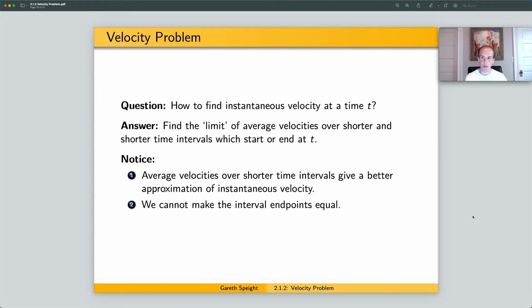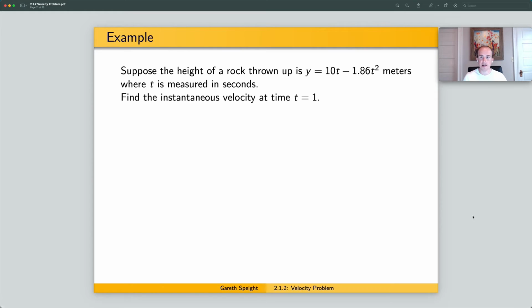So we can't make the endpoints of the interval equal, so we really do have to do these calculations and look at what happens, what is the pattern, as they get smaller and smaller, right? We can't just plug in. Okay, so let's look at an example.